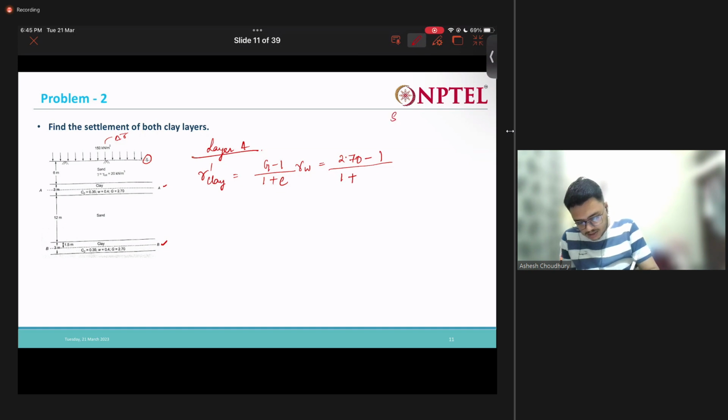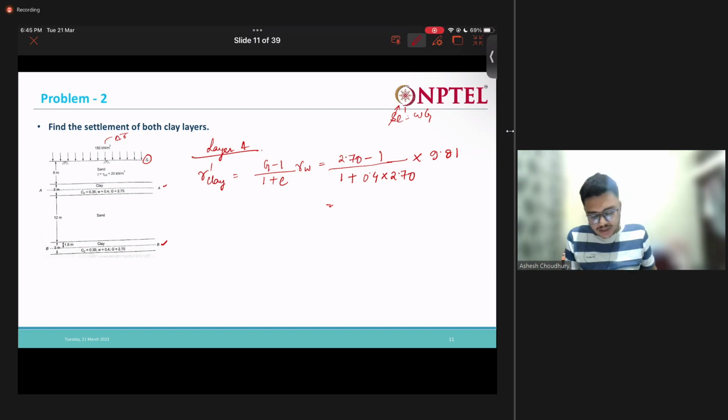What is e? S e equals w G. S is 1, so e is equal to w into G, so 0.4 into 2.7. Please find out the value: 2.7 minus 1 by 1 plus 0.4 into 2.7, times 9.8, will be 8.02 kilonewton per meter cube.